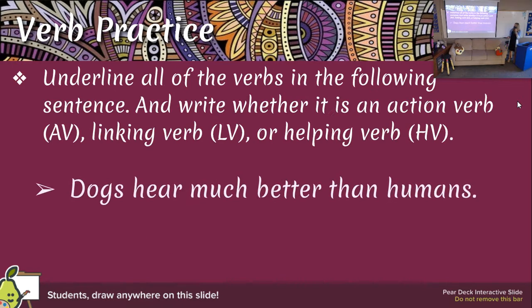Okay, we're going to practice. What I want you guys to do is in this sentence, underline all of the verbs that you can find. And if you underline a verb, I want you to tell me if it's an action verb by writing AV above it, if it's a linking verb by writing LV above it, or a helping verb by writing HV above it.